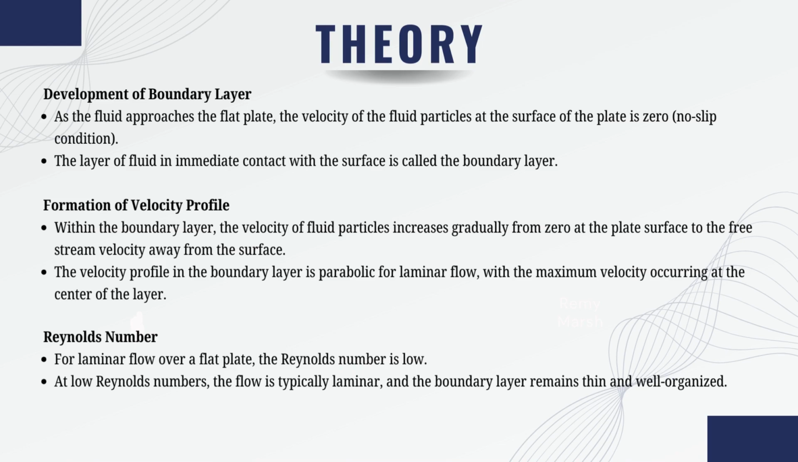Formation of velocity profile. Within the boundary layer, the velocity of fluid particles increases gradually from zero at the plate surface to the free stream velocity away from the surface. The velocity profile in the boundary layer is parabolic for laminar flow, with the maximum velocity occurring at the center of the layer.